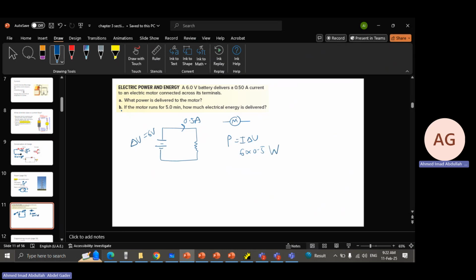Next, for part B, if the motor runs for 5 minutes, how much electrical energy is delivered? P equals E divided by delta t. We know the value of the power. We know the time. Obviously, here we have to adjust. We have to convert minutes into seconds. So 5 times 60. I multiplied by 60 to convert from minutes to seconds. And so now we know the time. We can find the energy, and the energy is given in joules.